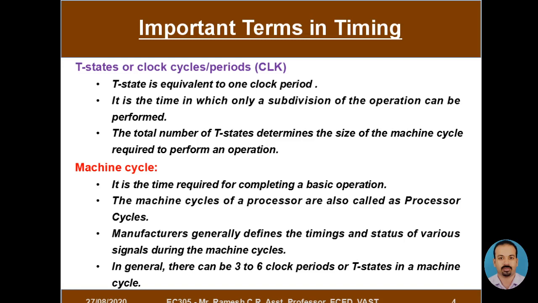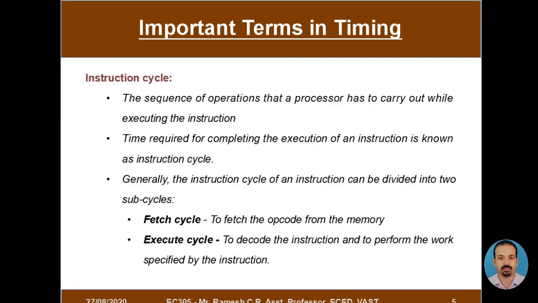In general, for 8085 the T states involved in the machine cycle can vary from a minimum of 3 to a maximum of 6. So in 8085 you won't have a machine cycle which has only 2 clock periods or 2 T states. The minimum number of T states in the machine cycle of the 8085 microprocessor is 3, and the maximum is 6.